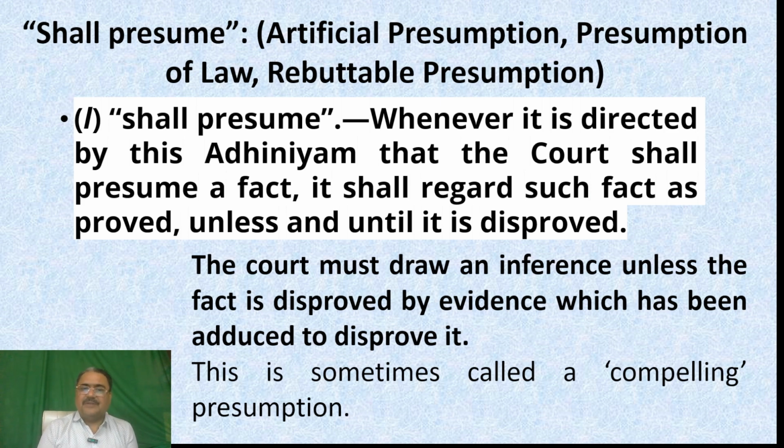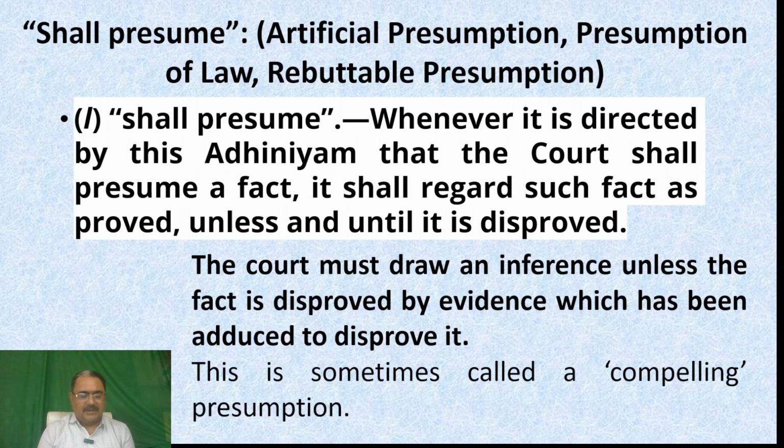So what does the definition of "shall presume" say? It says whenever it is directed by this Adhiniyam that the court shall presume a fact, it shall regard such fact as proved unless and until it is disproved. That means here the court has no discretion. It is artificially imposed on the court. The court must draw an inference unless the fact is disproved by the evidence adduced to disprove it. So it will be considered as proved unless the other party disproves it. This is sometimes called compelling presumption. We are forcing the court to presume.